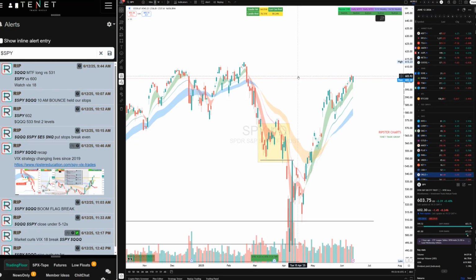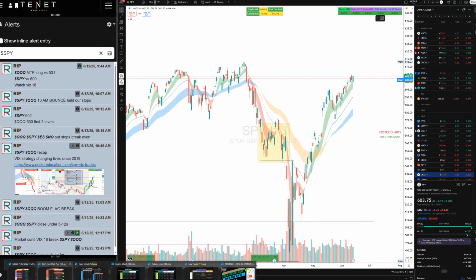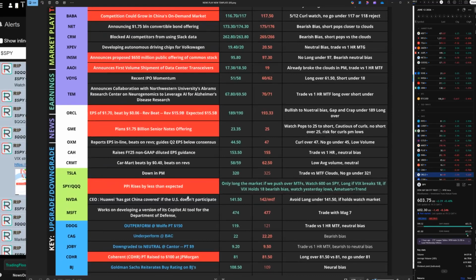So traders can still have those option trades, or you can always trade leverage ETFs, futures, whatever you like. Anyways, let's see what our plan in the pre-market on the market. Let's see here, SPY, QQQ.